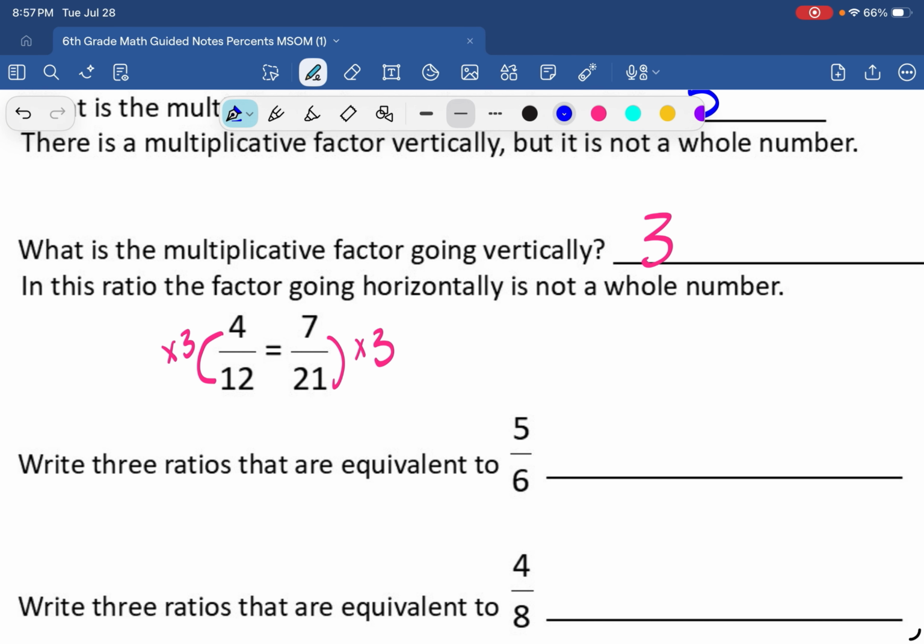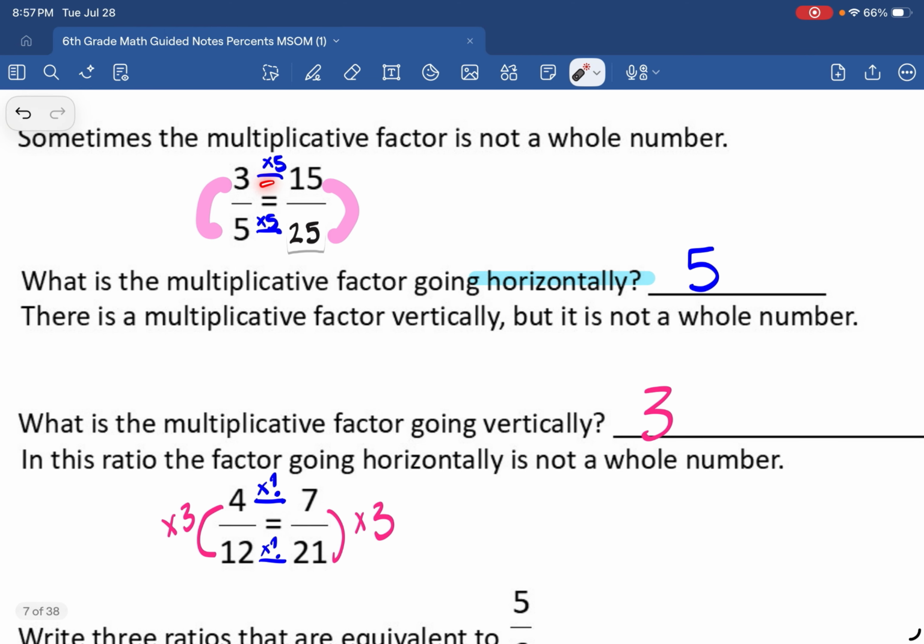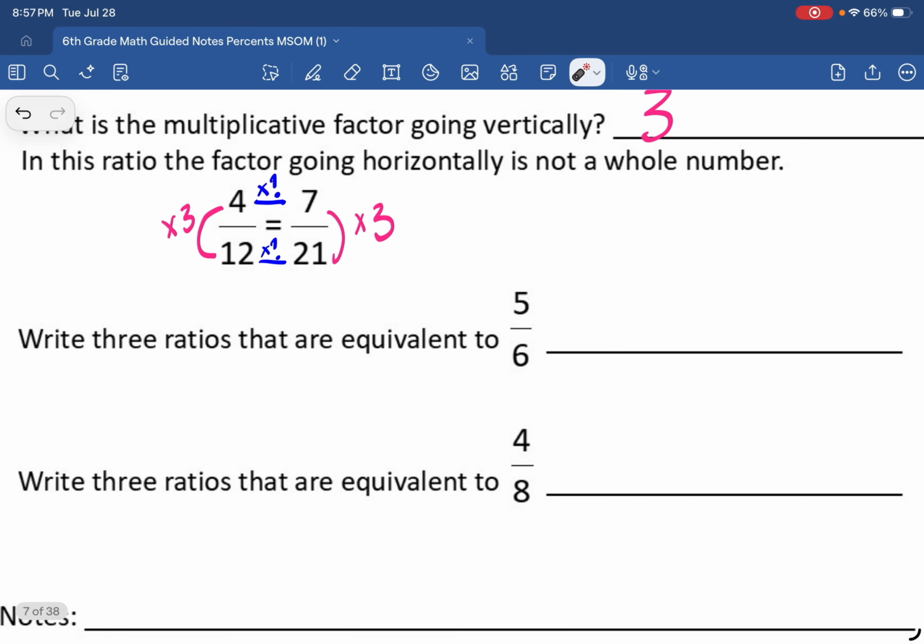There is also a multiplicative factor going horizontally. 4 times some number is 7, and 12 times that same number is 21. It's just not quite as obvious. So you can look for both the multiplicative factor going horizontally and vertically, and you can use whichever one you want. Write 3 ratios that are equivalent to 5 over 6.